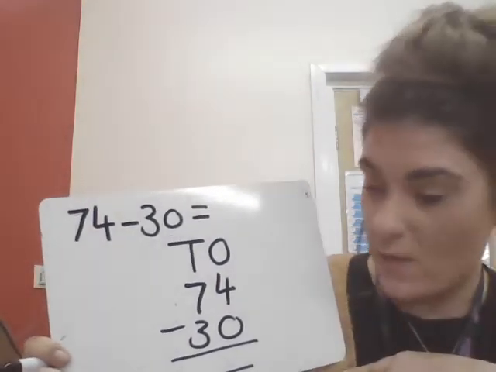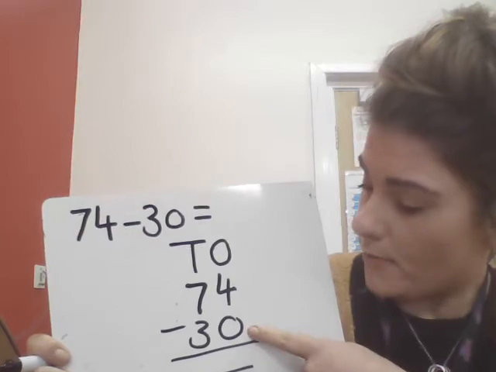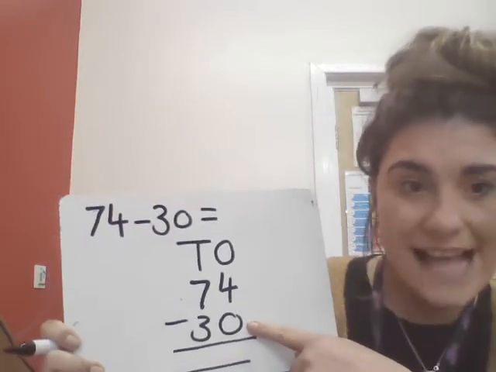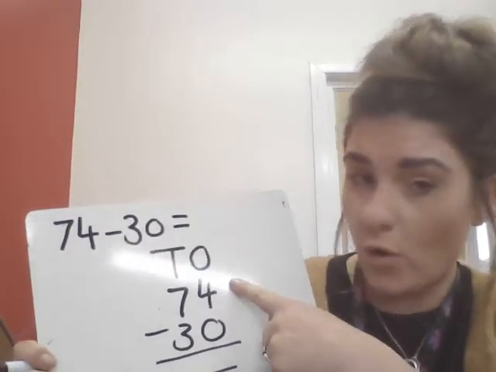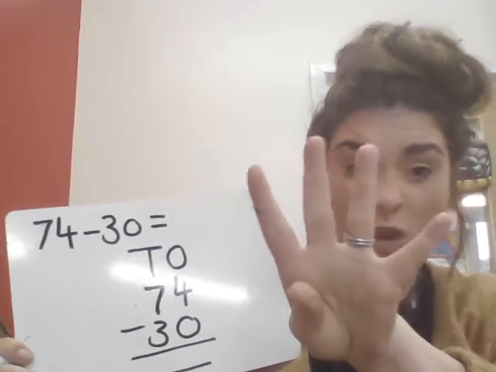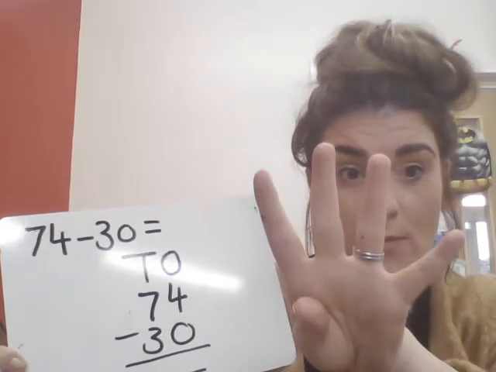So I'm not taking any ones away because we look at my number that I'm subtracting, 30, it hasn't got any ones. So 4, take nothing away, still leaves me with 4. Okay.